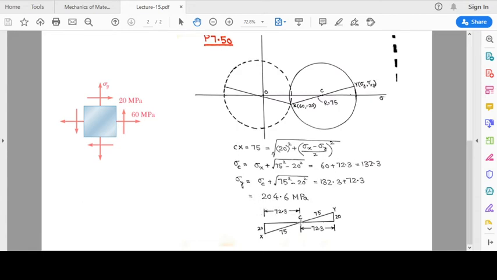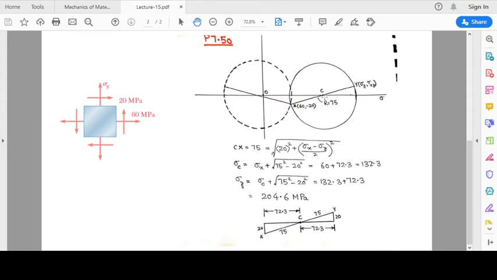So we can locate the center. The center is going to be this 60 plus 72.3. This is the value of stress at the center. In this problem we were not given sigma y, so we could not draw the circle like that.